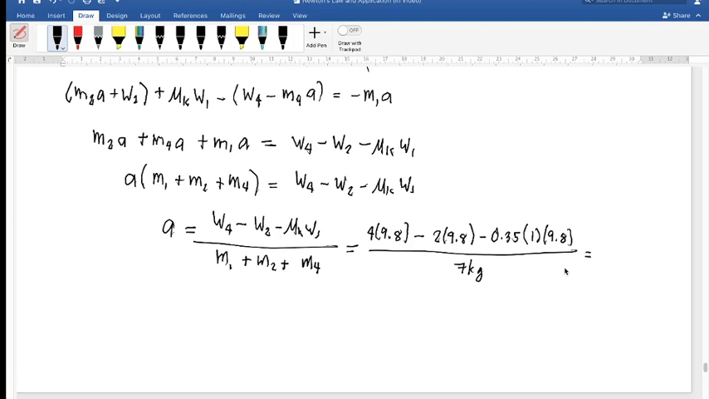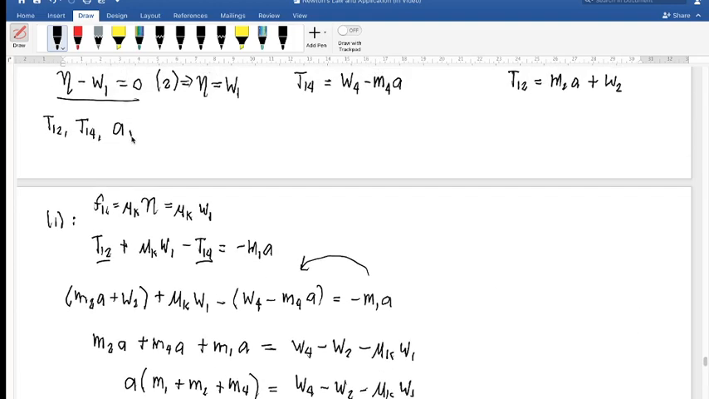So the numerator is actually equal to 16.17. So divided by 7, our acceleration is equal to 2.31. So that is 2.31 meters per second squared. That is the acceleration of the whole system. Okay, so we are done with acceleration.